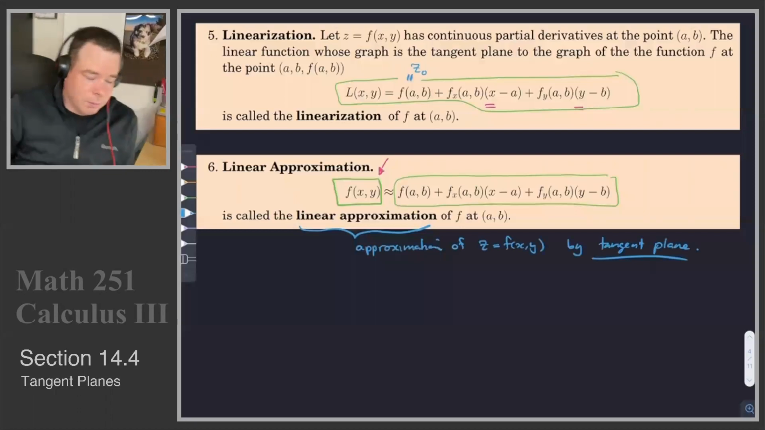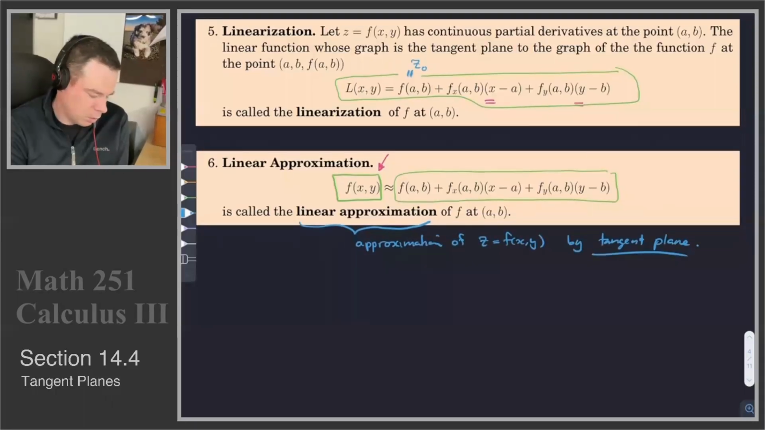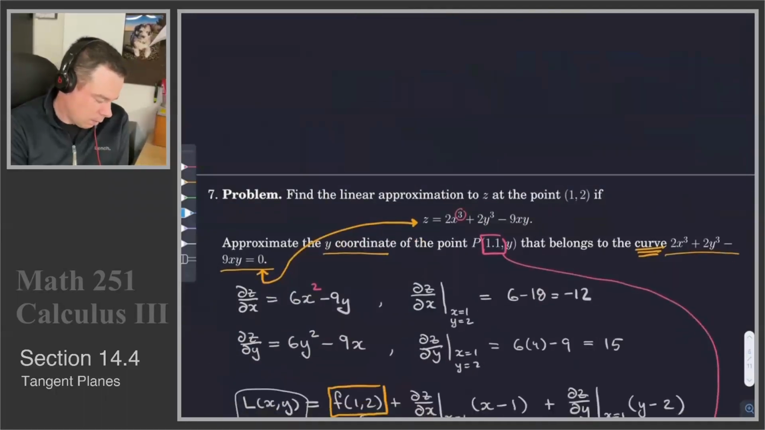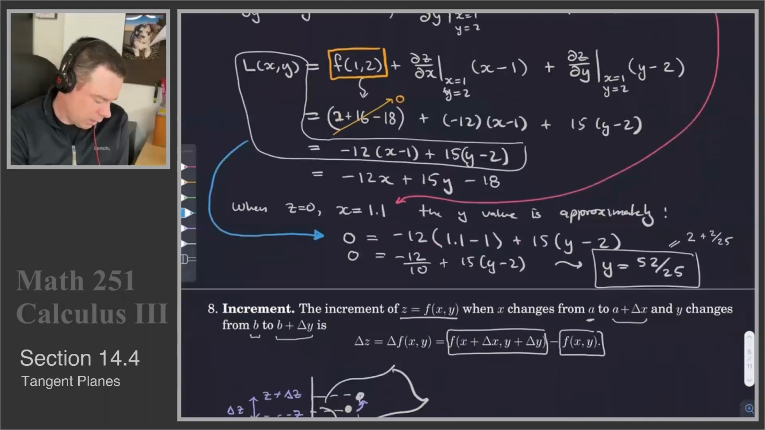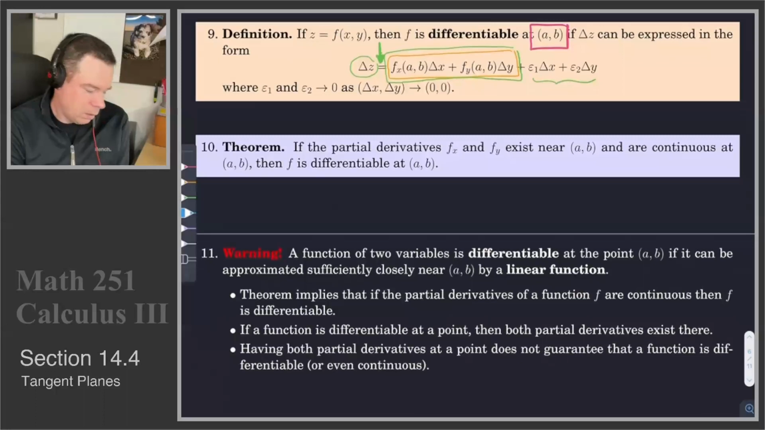So if we can find the equation of the tangent plane, then we just make that into a function, and that's the linear approximation, or linearization, which we use as a linear approximation to our function itself. So we did an example of that. And then we introduced this idea of what it means to be differentiable.